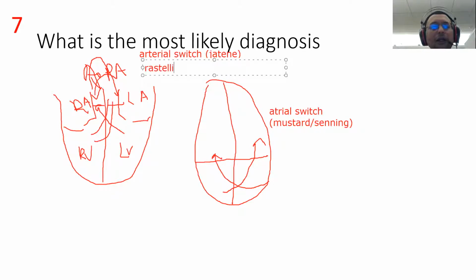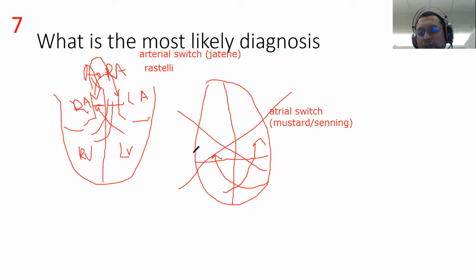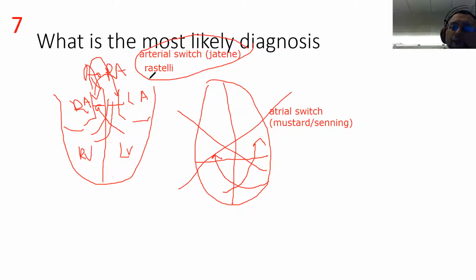Now, if you're born in 2020 with DTGA, you no longer do this procedure. The problem with this procedure is you are keeping your right ventricle as the systemic ventricle, so you don't want this. All of them will undergo one of these. If there is no associated defect, they will do the Jatene procedure. If there is an associated defect, they will do the Rastelli procedure. Am I clear? Okay, so this is DTGA.